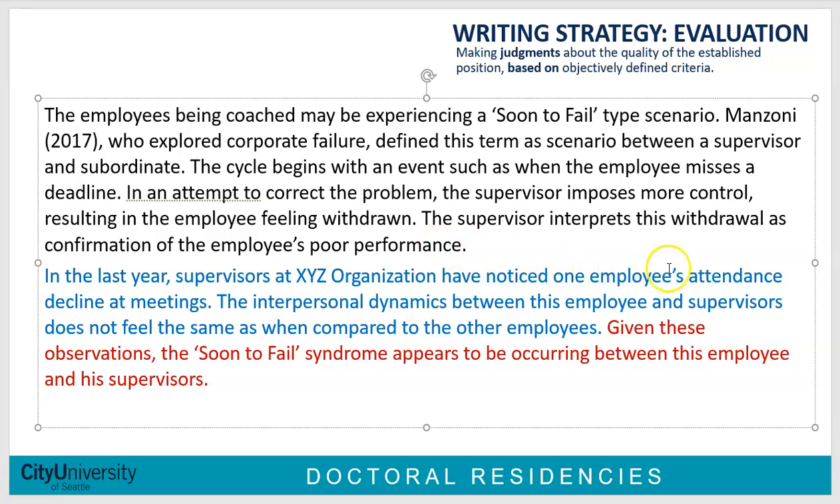In the last year, they've noticed one employee's attendance, etc. Given these observations, the soon-to-fail syndrome appears to be occurring between this employee and the supervisor. Here is the statement. This is based on the criteria. So you see the situation, you see the criteria, and finally the judgment based on the criteria. That is writing in evaluation.